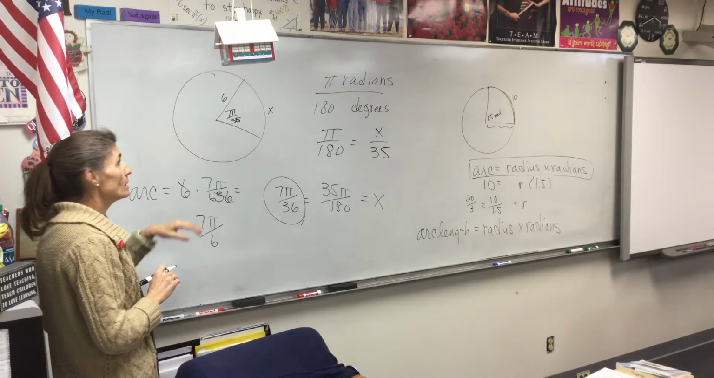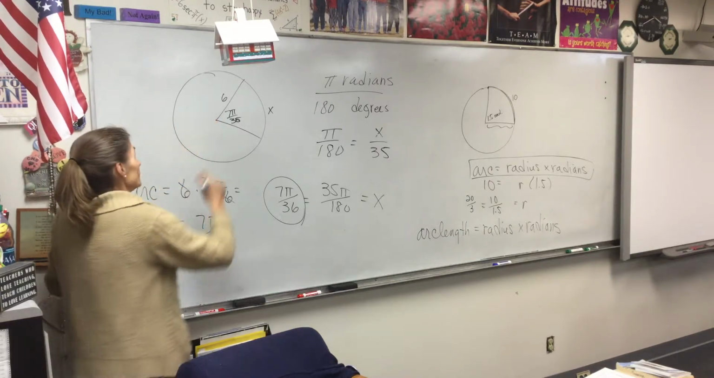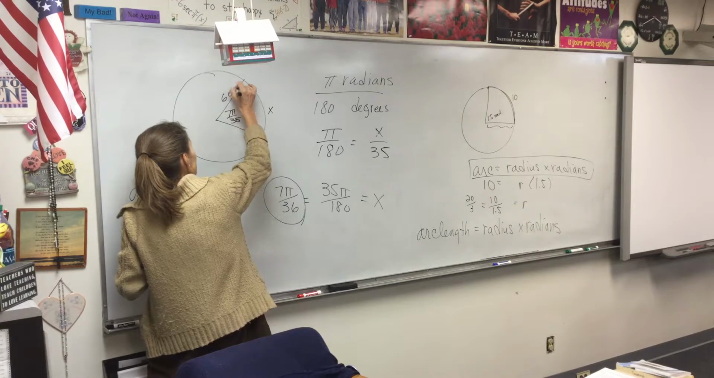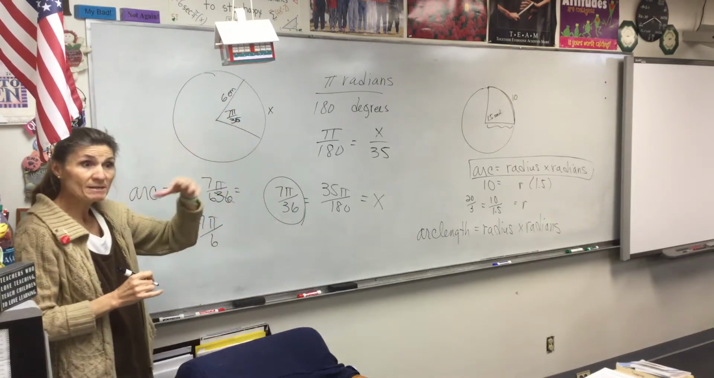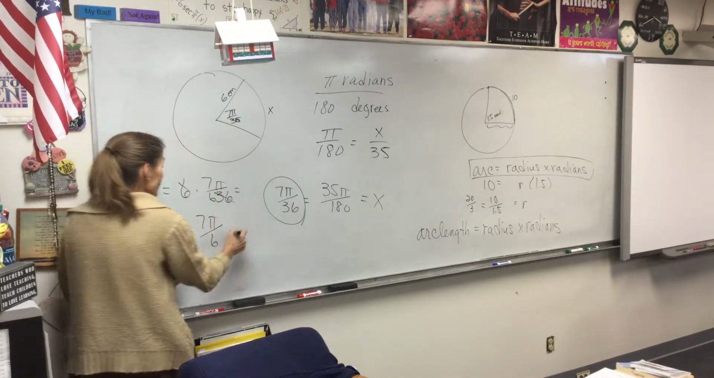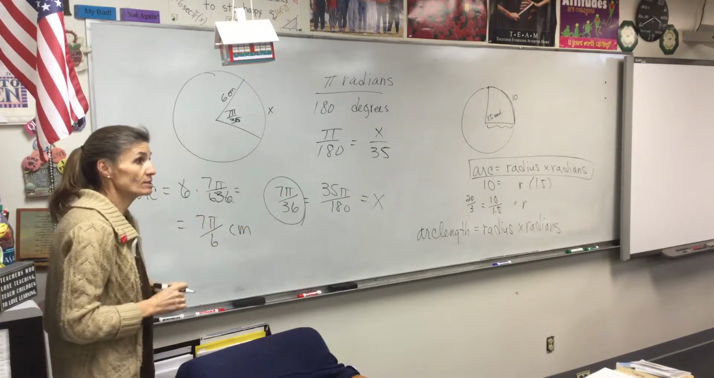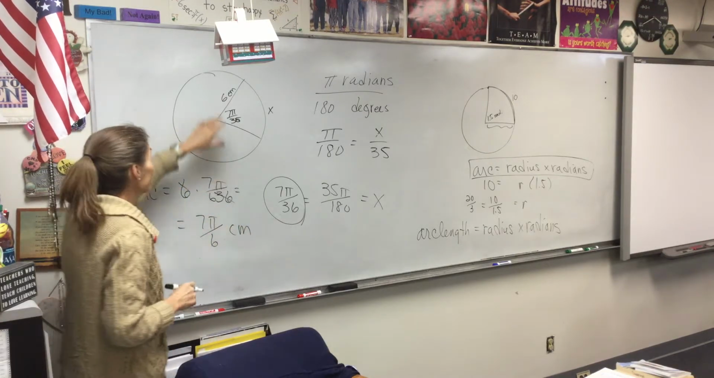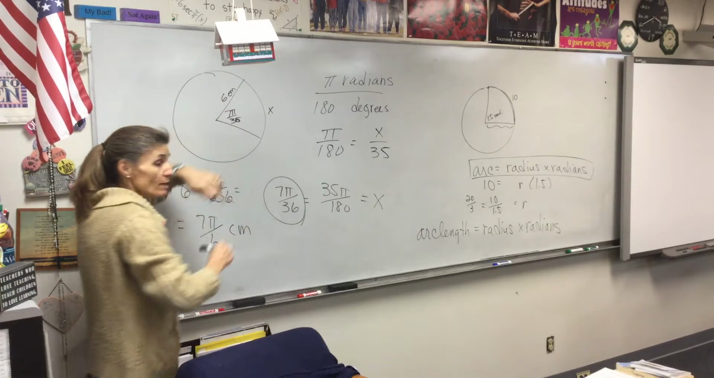Now, I didn't give you a unit. If the radius had been 6 centimeters, then the arc length would be 7 pi over 6 centimeters. Whatever this unit is, the arc length has the same unit.